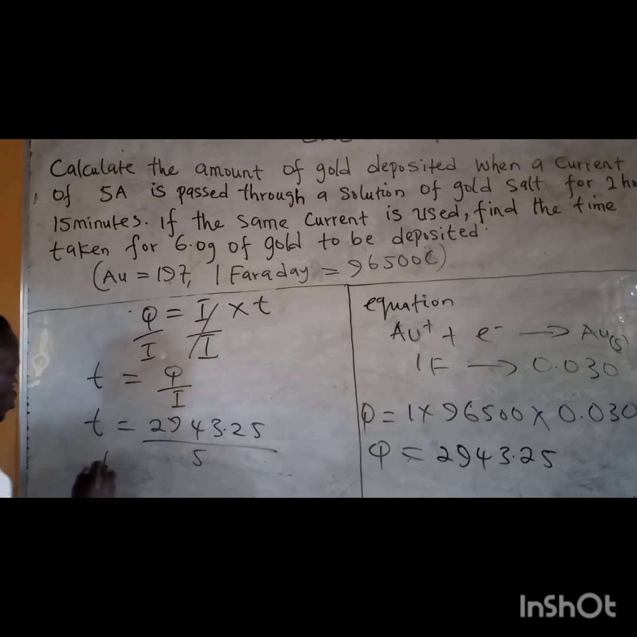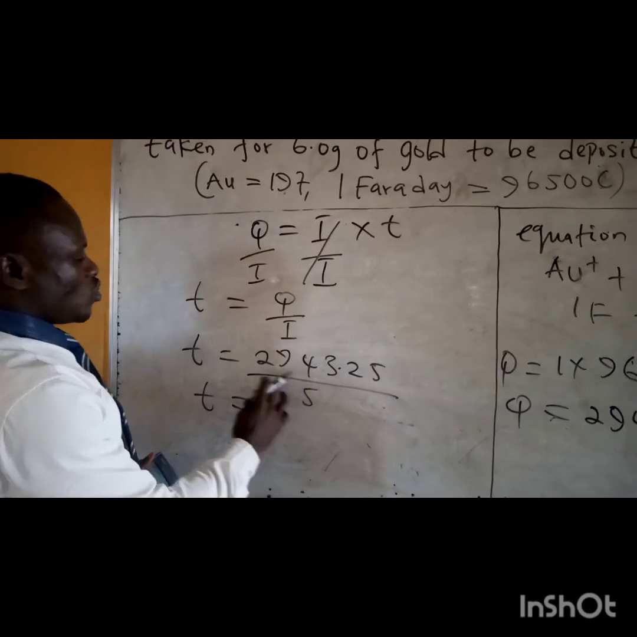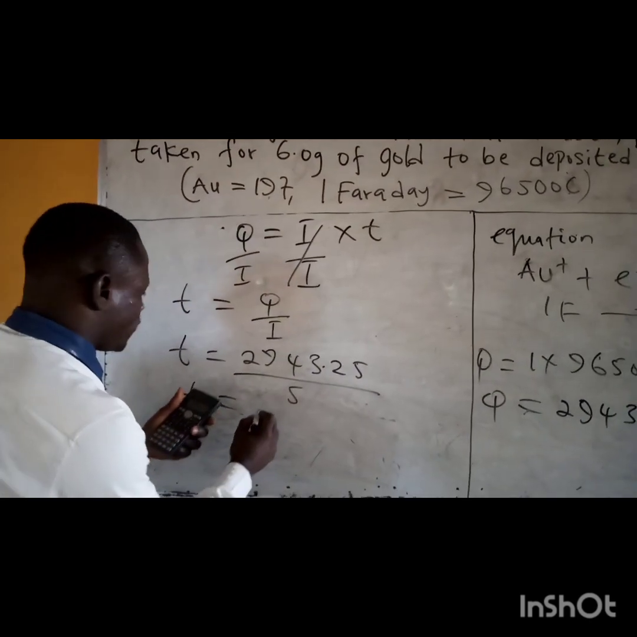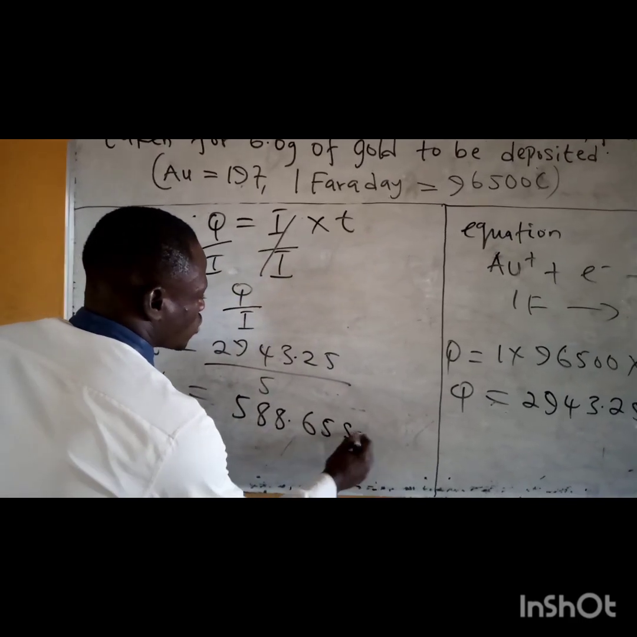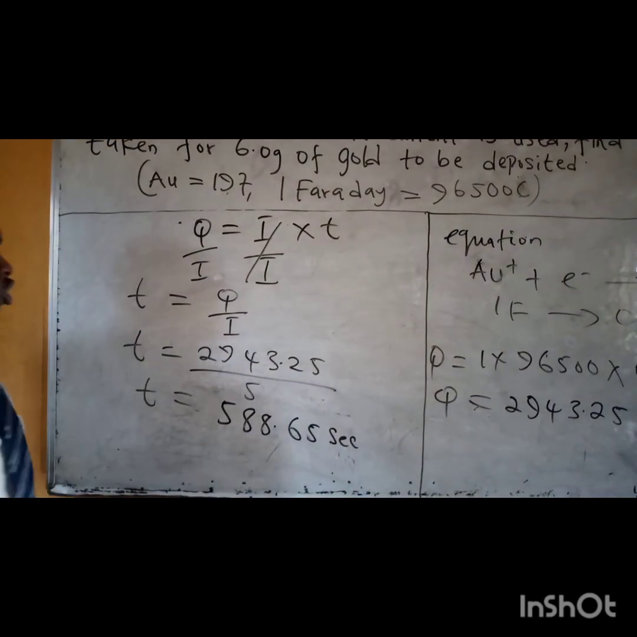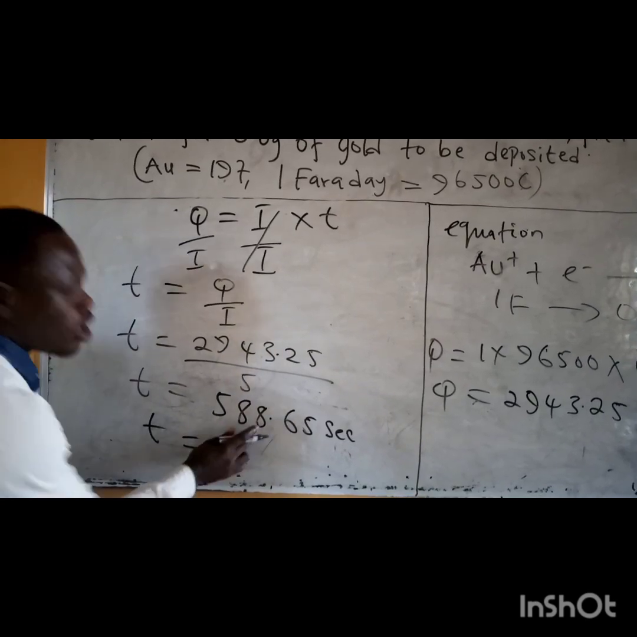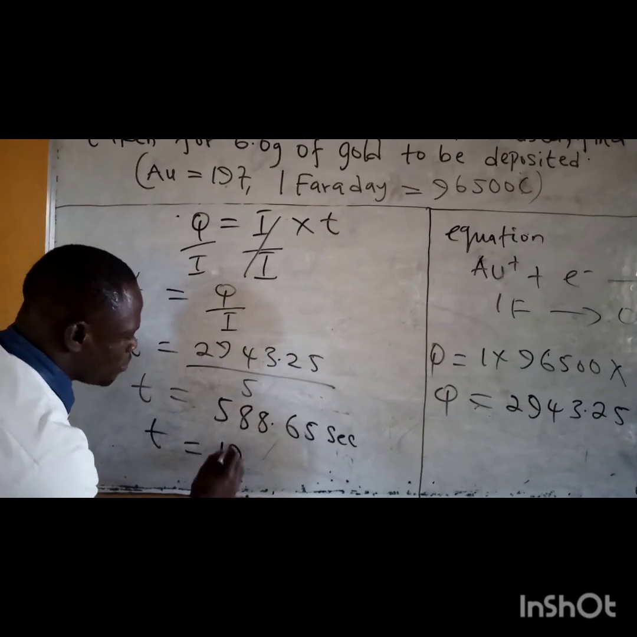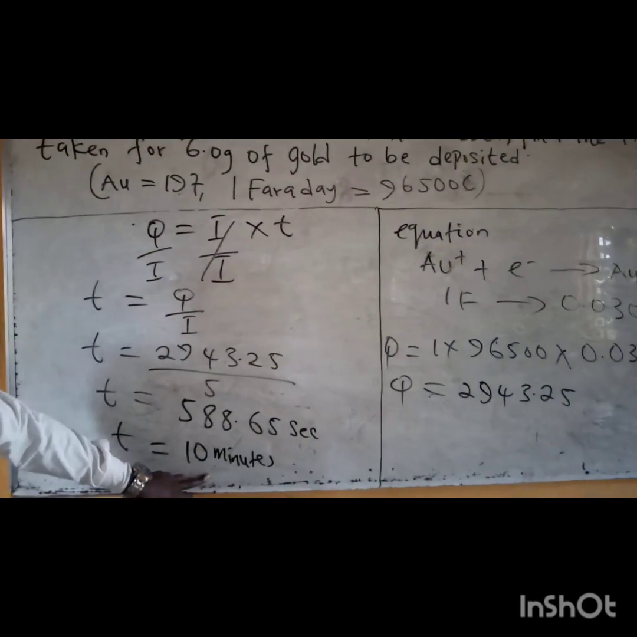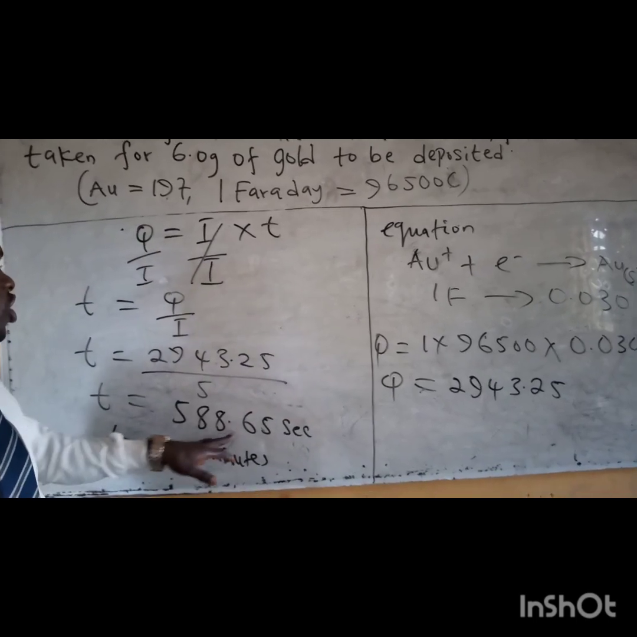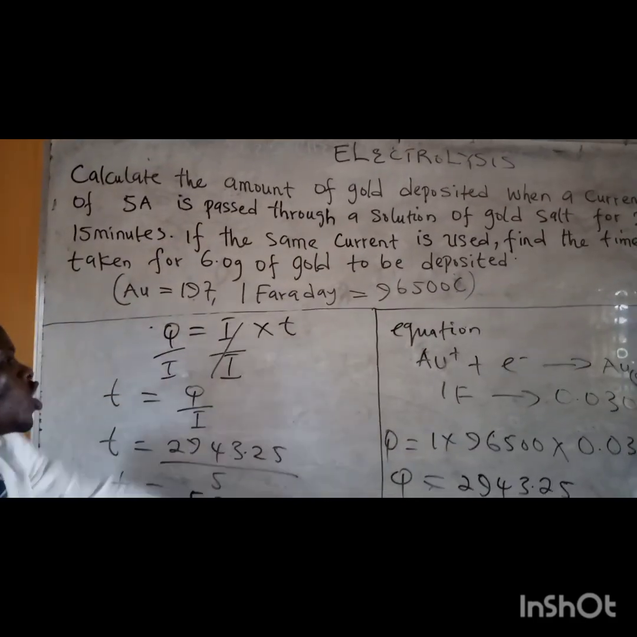Now let's use our calculator. When you divide this by this, you have 588.65 seconds. Time is measured in seconds, but if you want to convert the seconds into minutes, you have 10 minutes. So our time here is 10 minutes or 588.65 seconds. This problem is solved in just 2 steps.